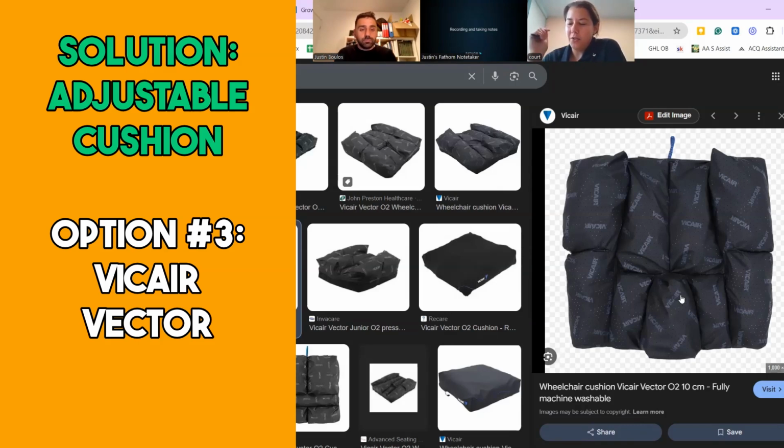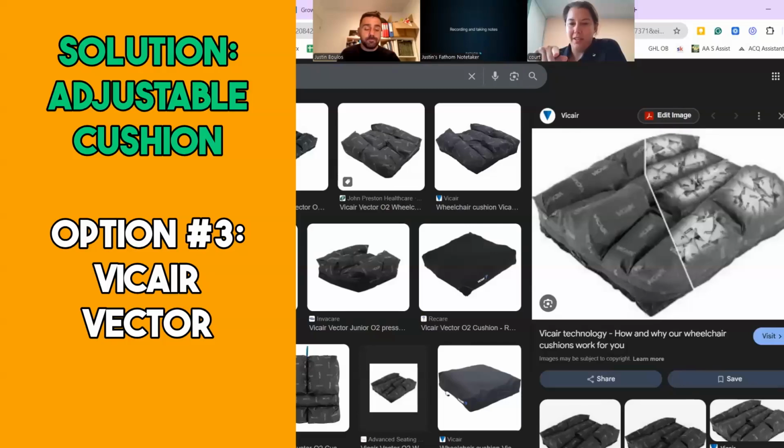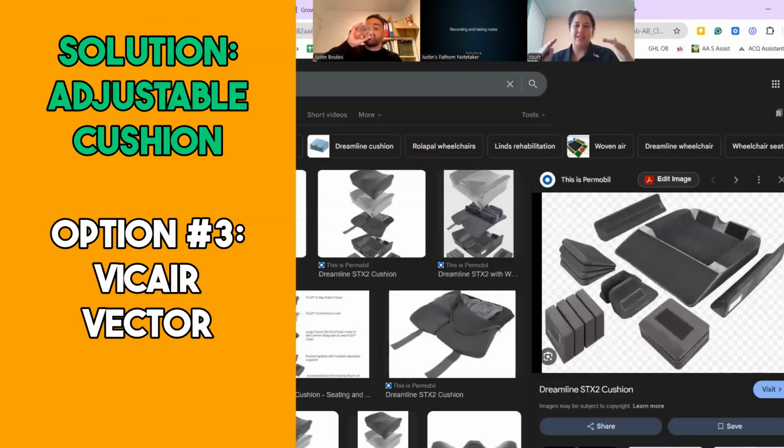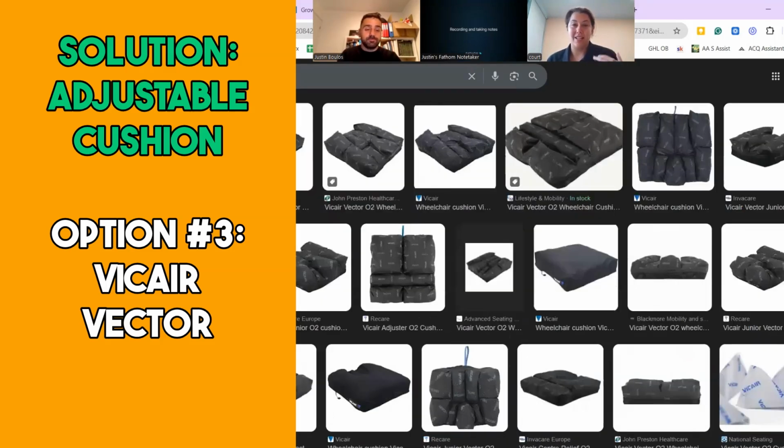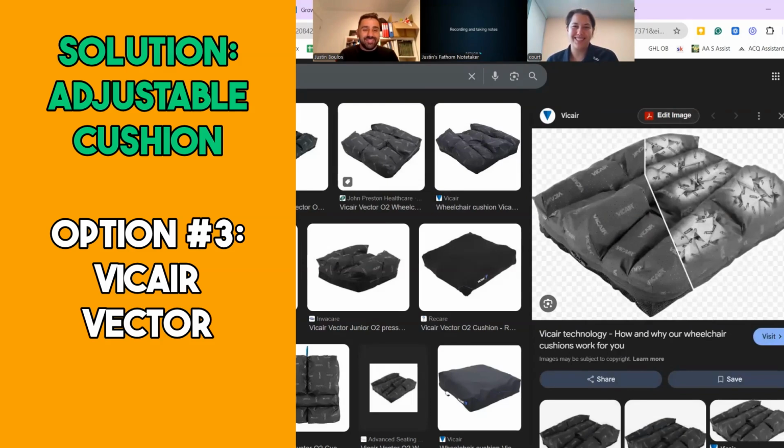My initial thought was the STX2. I did have that written down, the woven air. But the Vicare actually looks really good because he is in aged care. So having something with a lot of pieces that could potentially come out or come loose if they're not aligned properly. The other thing is that he does love to dance in his chair as well. That's perfect. It seems like my kind of guy.